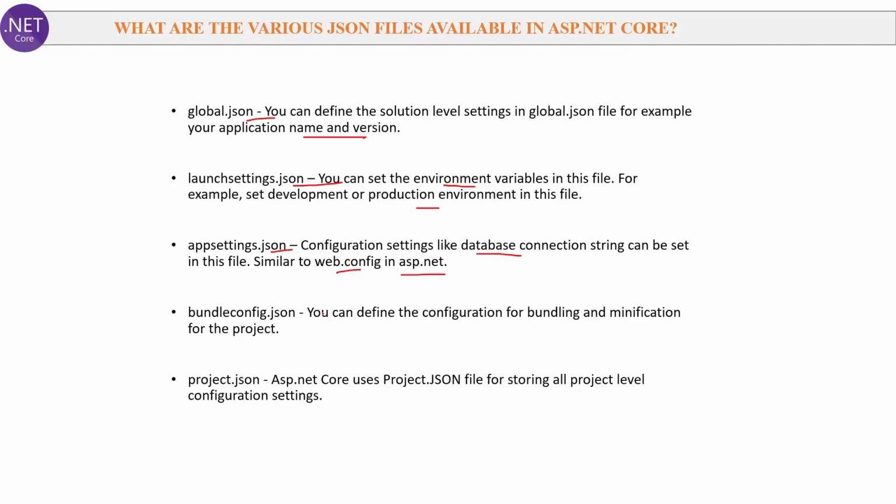The next file is bundleconfig.json, which is used to configure the bundling and minification for the project's CSS and JS files. And at last there is the project.json file, which is used for storing all project level configuration settings, for example, the version of the dependencies.